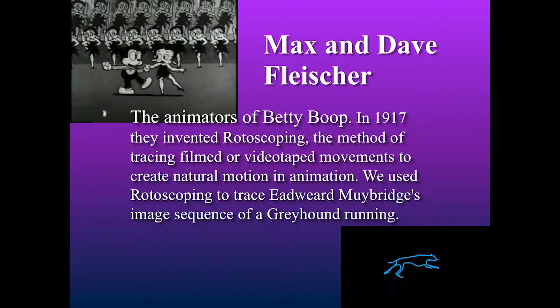You remember that we used that greyhound running for the rotoscoped animation when we were doing the first project, and that was by Edward Muybridge, who did a lot of motion studies where he took pictures of different people and animals moving, and they were actually still images, but because he took them with trip lines, they were very quickly done and showed the motion in sequence, so they call them sequential images.